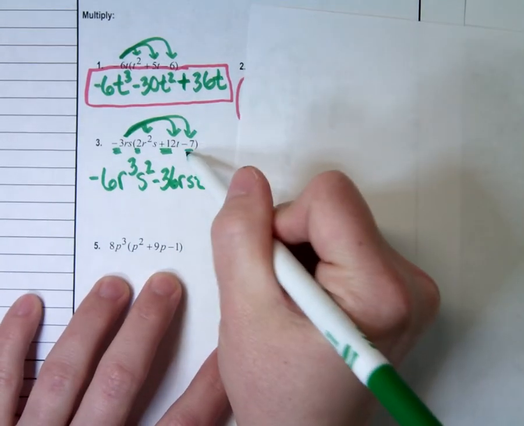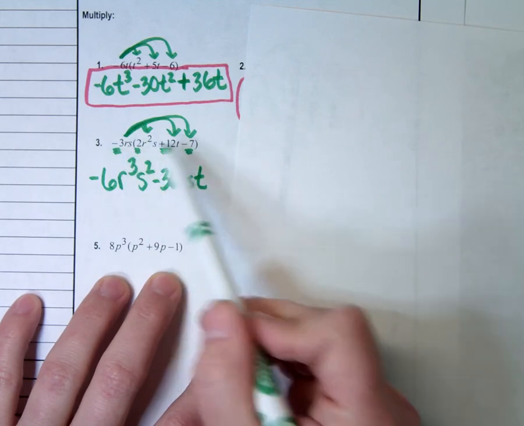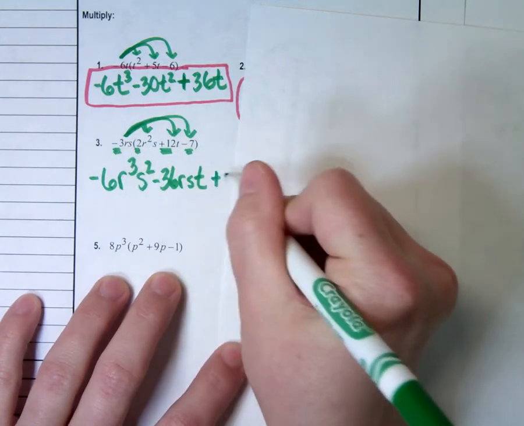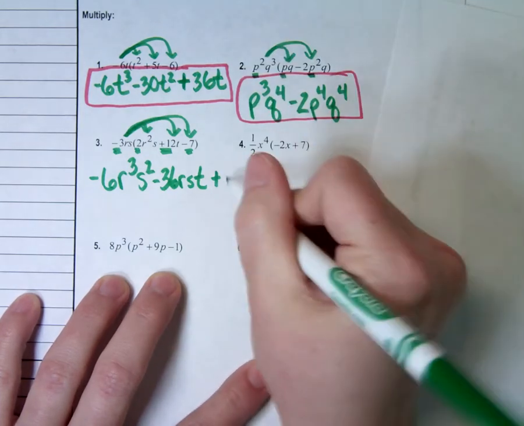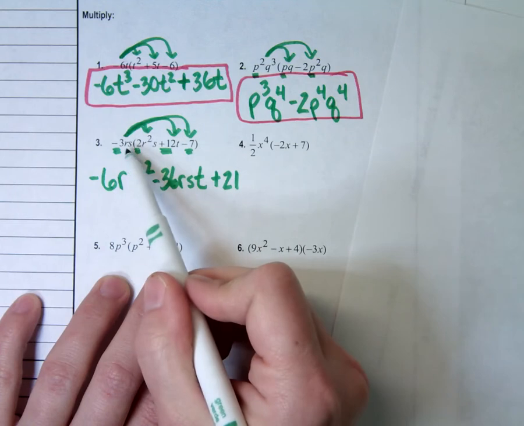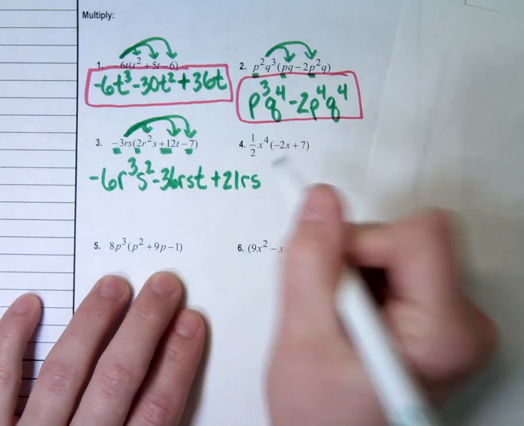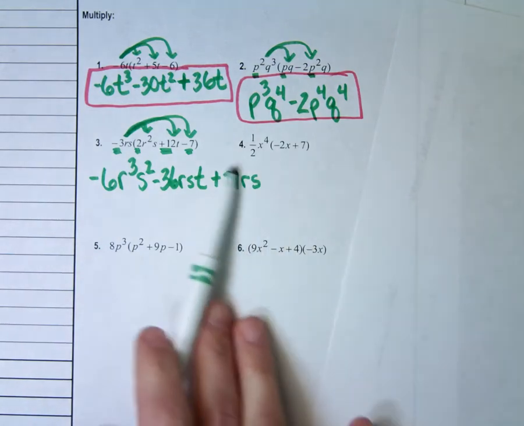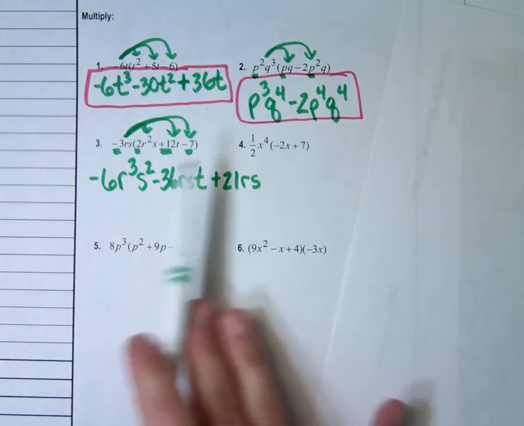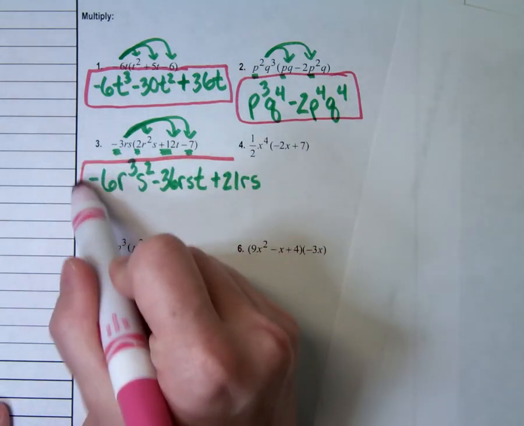Okay, now I'm going to do the back part. So coefficients first. What's negative 3 times negative 7? A positive 21. And then is there another r to multiply with? Nope. Is there another s to multiply with? Nope. So I just keep the r's. Now do any of these look exactly alike? Same variable, same exponent? Nope. So that's it. That's my answer.